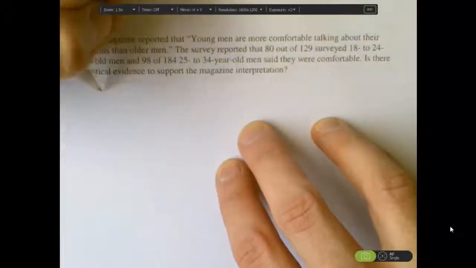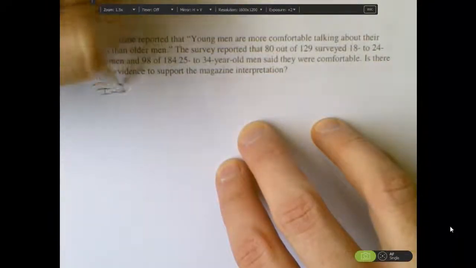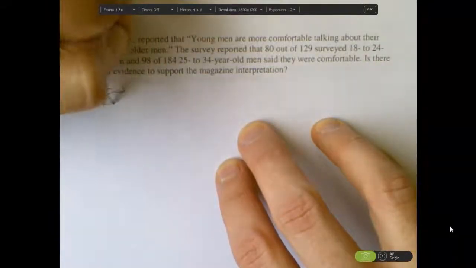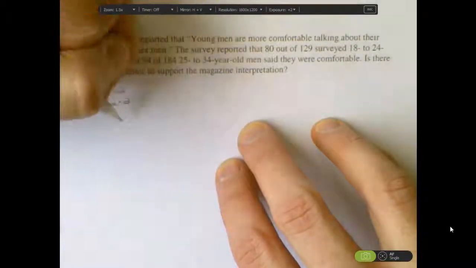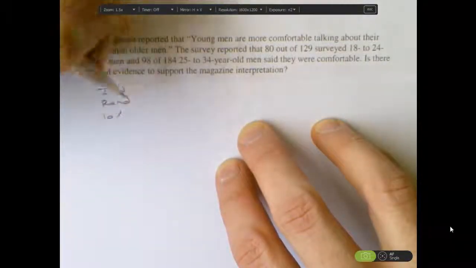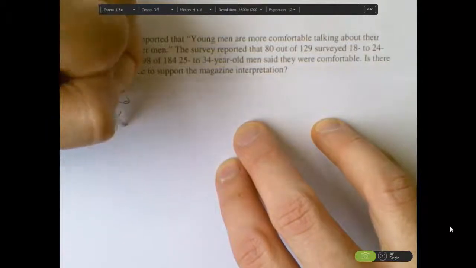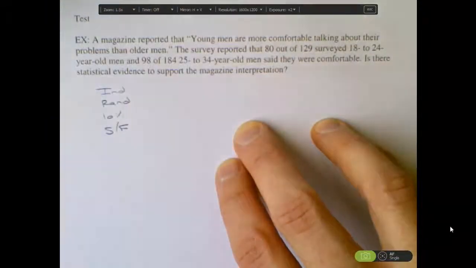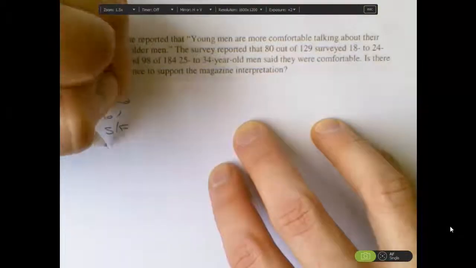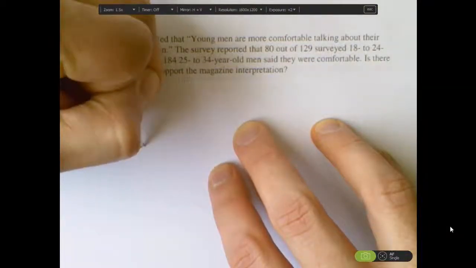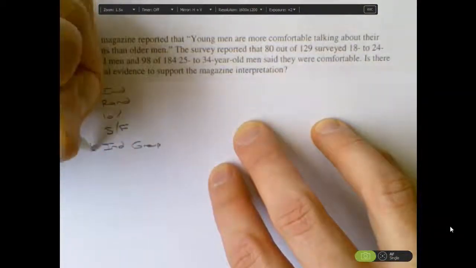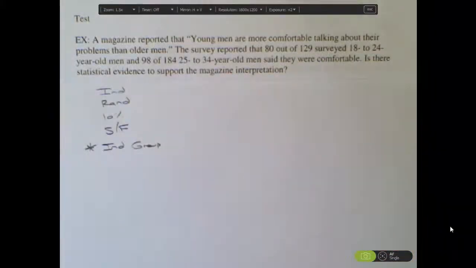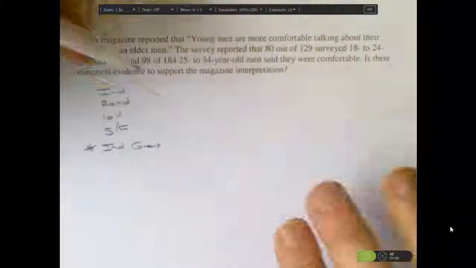So it's going to be independence assumption I need to check, randomization, 10% for both groups, success failure for both groups, so you'll end up with 4 numbers here, 2 successes and 2 failures from each group, and then independent groups. All right, each sample needs to be independent.